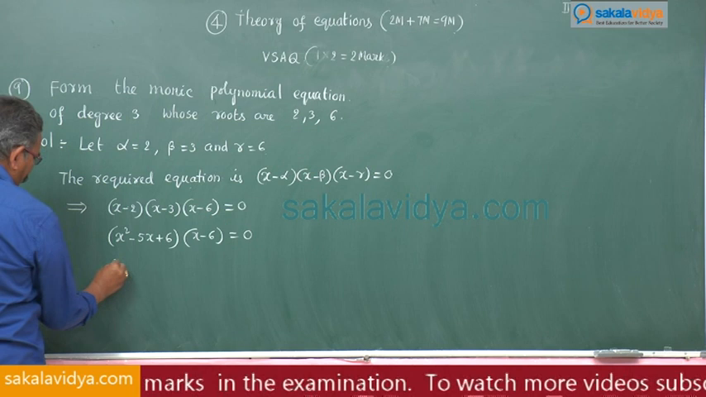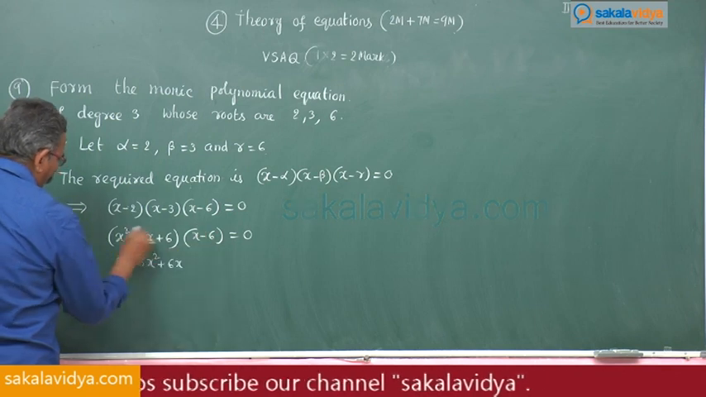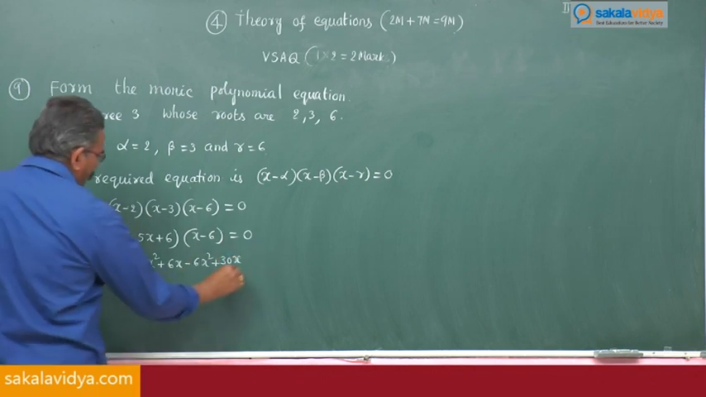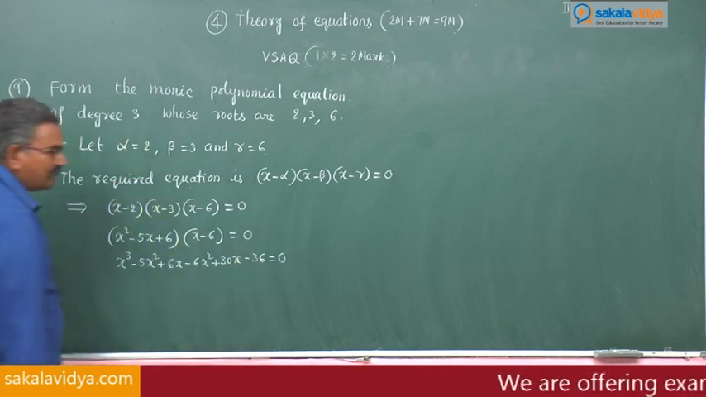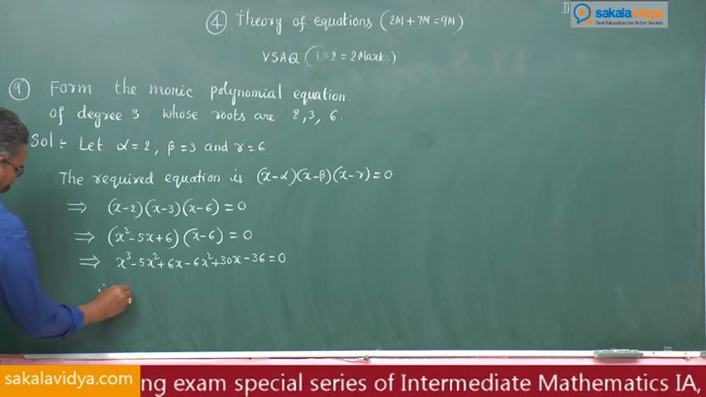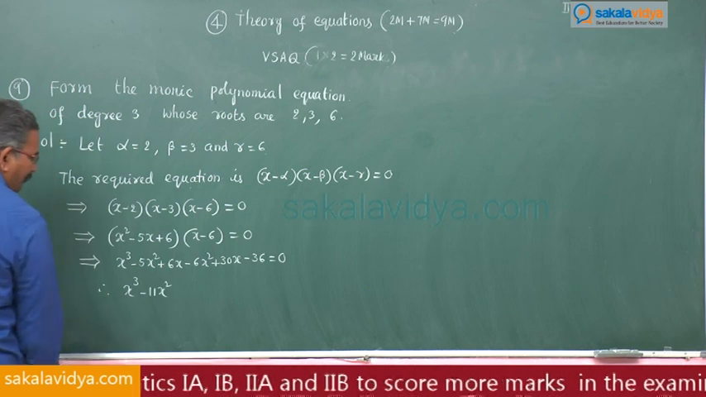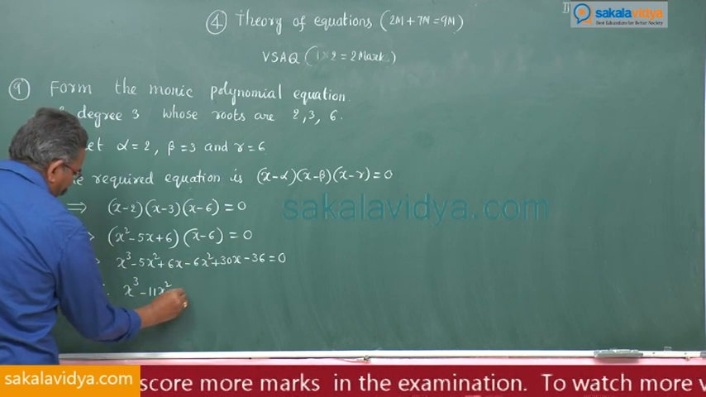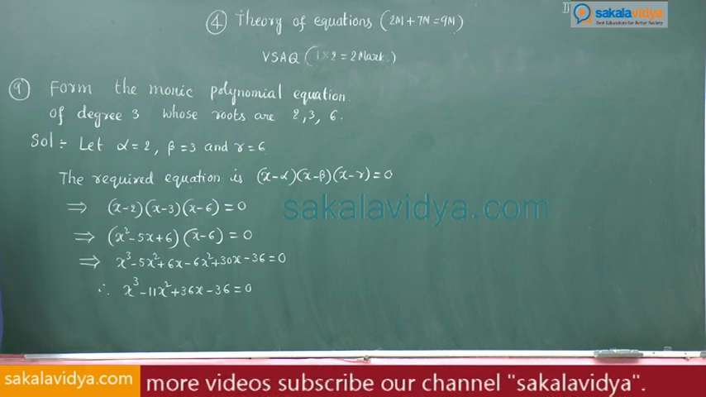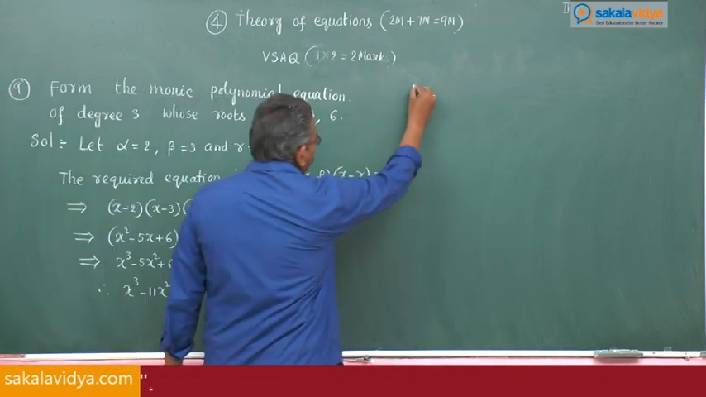Now, x into x square, x cube minus 5x square plus 6x and minus 6x square plus 30x and minus 36 is equal to 0. Let us simplify. So, therefore, x cube minus 5x square minus 6x square, that is minus 11x square, plus 6x plus 30x, that is 36x, minus 36 is equal to 0. This is the required monic polynomial equation of degree 3. So, now let us move to the next problem.